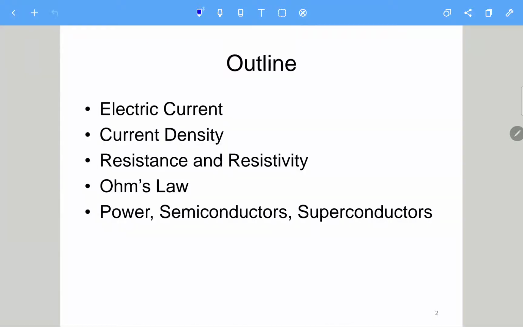Okay, chapter 26 is about resistors. Yesterday we covered the capacitor, which is another fundamental electrical device. So we will have RLC. Yesterday was C, today is R, and then in chapter 30 we'll learn the L.